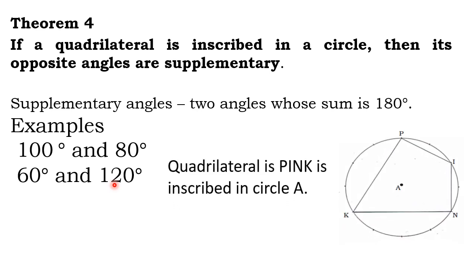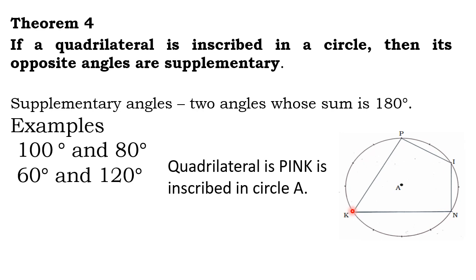Okay, next, we have here circle A and a quadrilateral. When we are talking about a quadrilateral, we are referring to any four-sided polygon. Remember that? Any four-sided polygon. So it can be a rectangle, a square, a trapezoid, a rhombus, a kite. All of those are quadrilaterals. Quadrilateral PINK is inscribed in circle A.